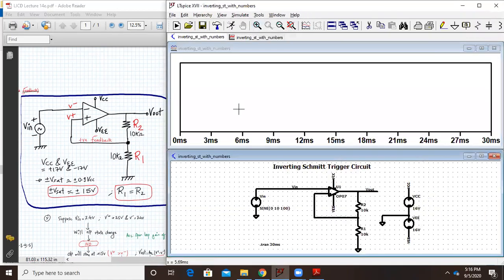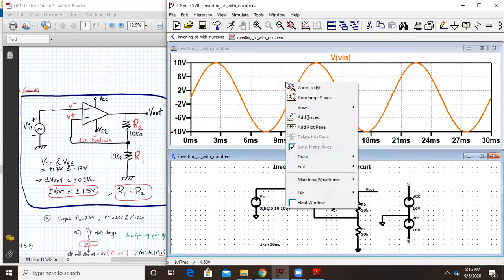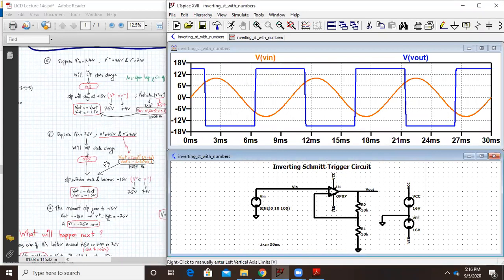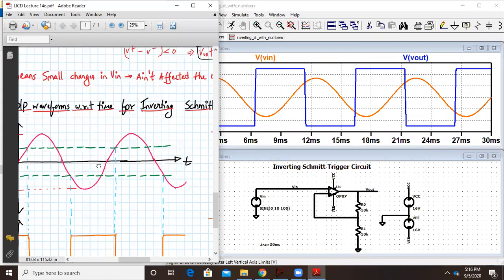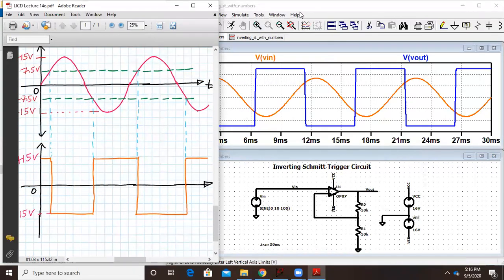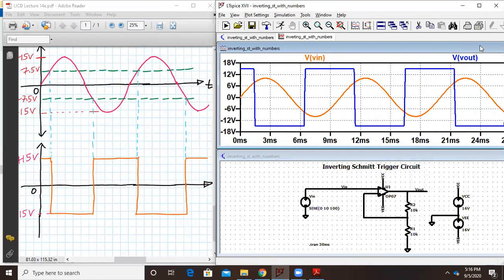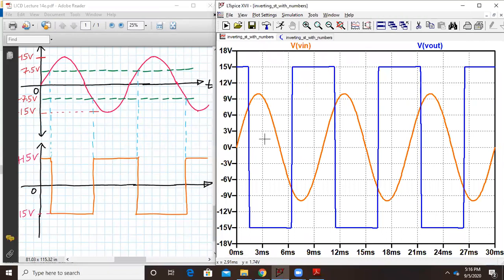Input output waveforms. So I will plot V in over here, correct? And then in this waveform only I'll plot V out. Okay, here it is. Now let us check whether these results are in line with the results which we have discussed in the theory. Okay, let me reduce this a little. Yeah, let us analyze these results.